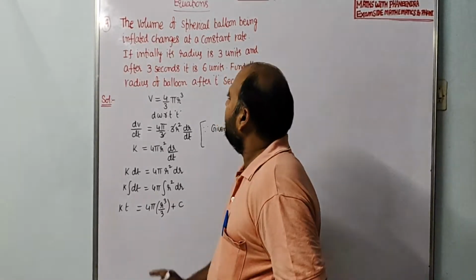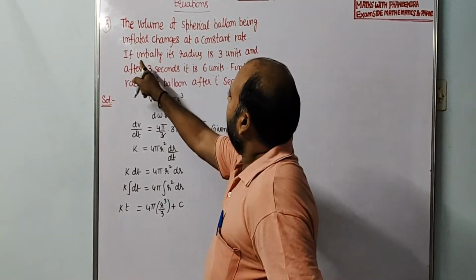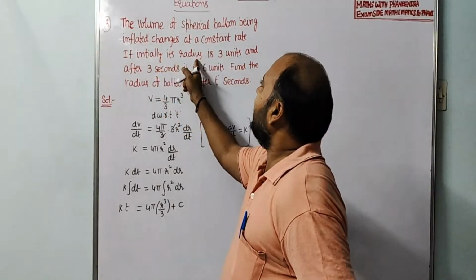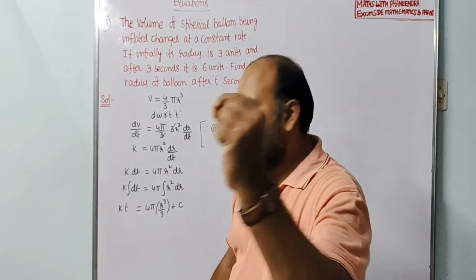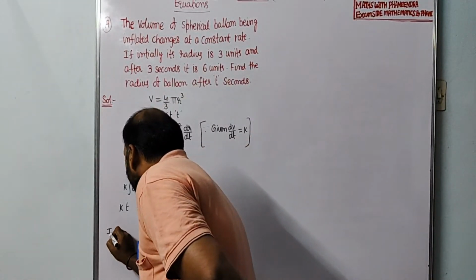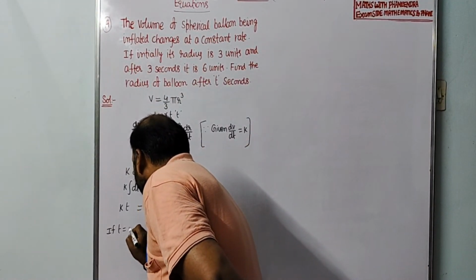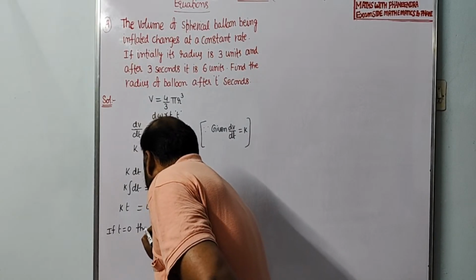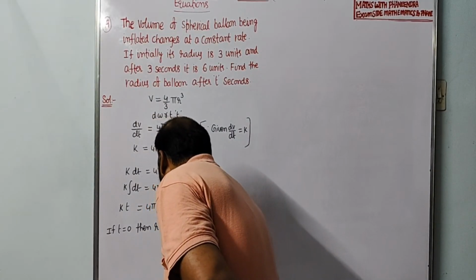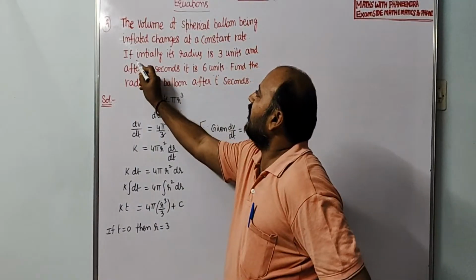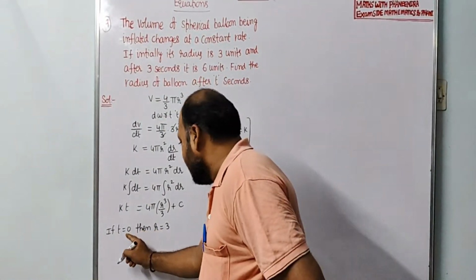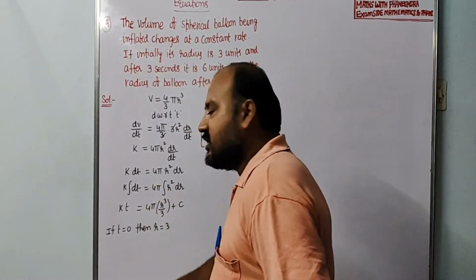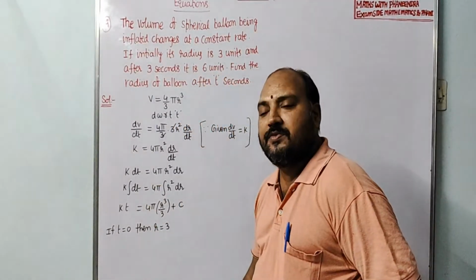After that, if initially its radius is 3 units, initially means at the time t equal to 0. If t equal to 0, then the radius is given as r equal to 3 units. It is mentioned here, students. So t equals 0, r equals 3, substitute and you will get the value of c.